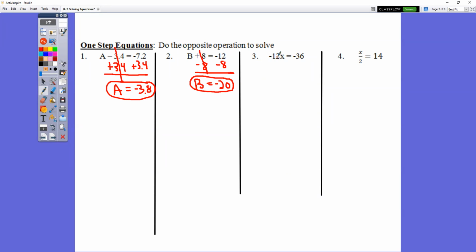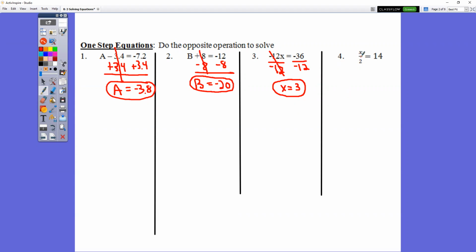In number 3, when a number is next to a letter like this, this means to multiply. So this is negative 12 times x. The opposite of times is to divide. So we want to divide by negative 12 and divide by negative 12. Those negative 12s cancel out. Bring down your x, bring down your equal sign. Always do top divided by bottom. Negative 36 divided by negative 12, a negative divided by a negative is a positive. You get 3 as your answer.